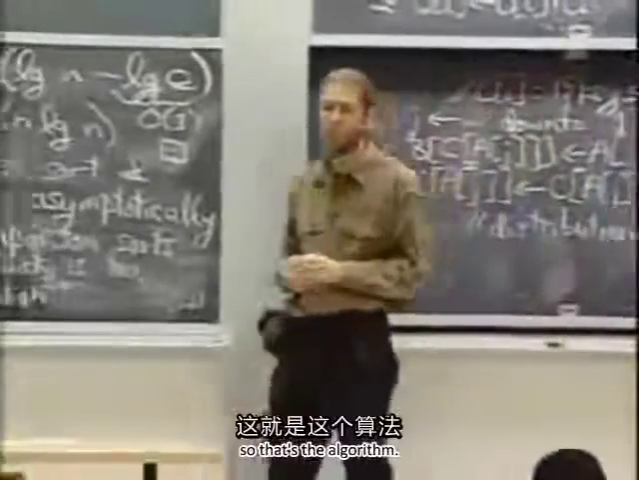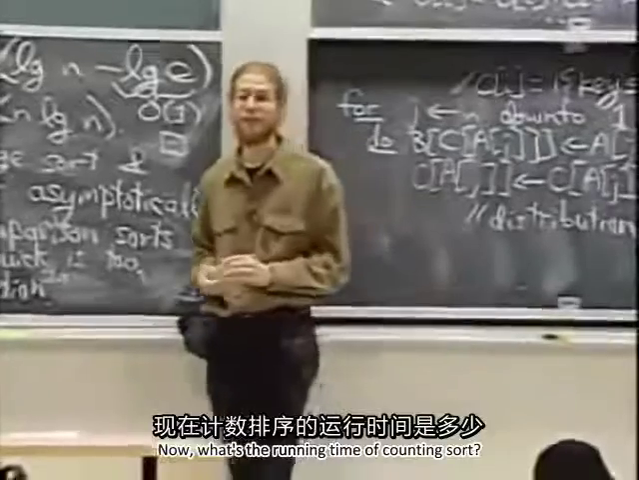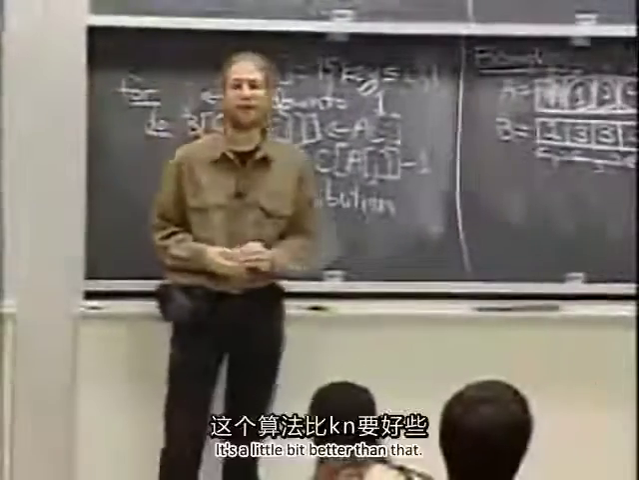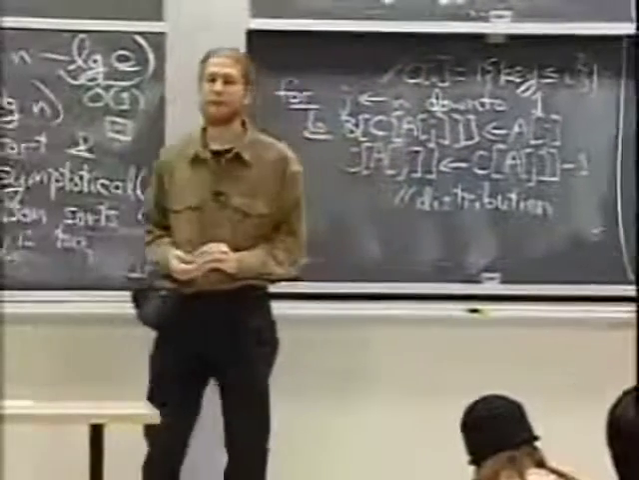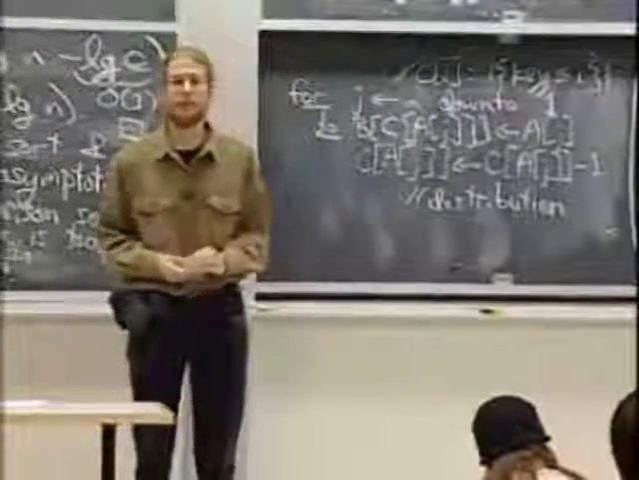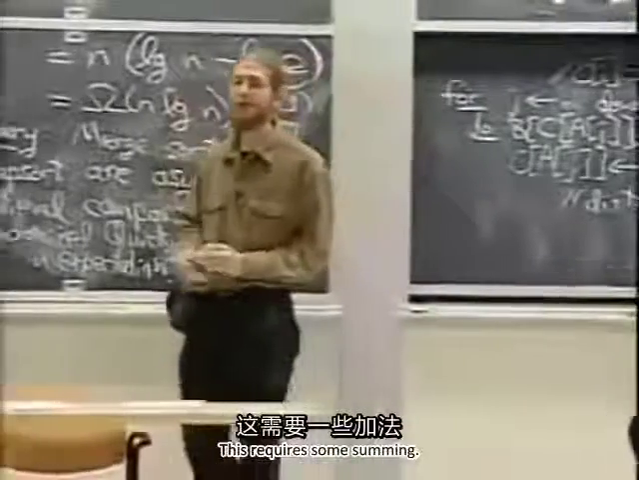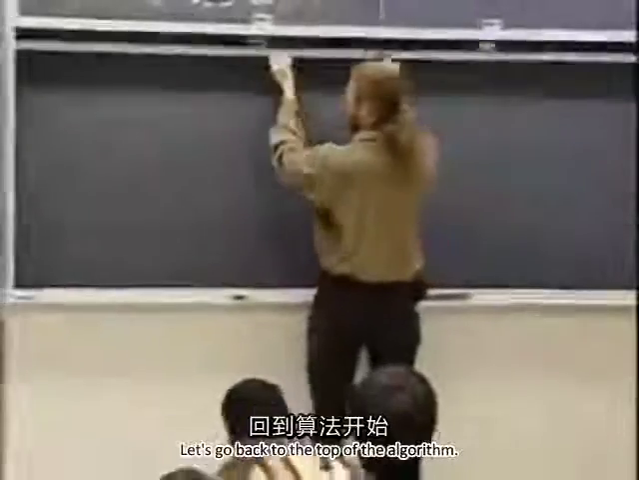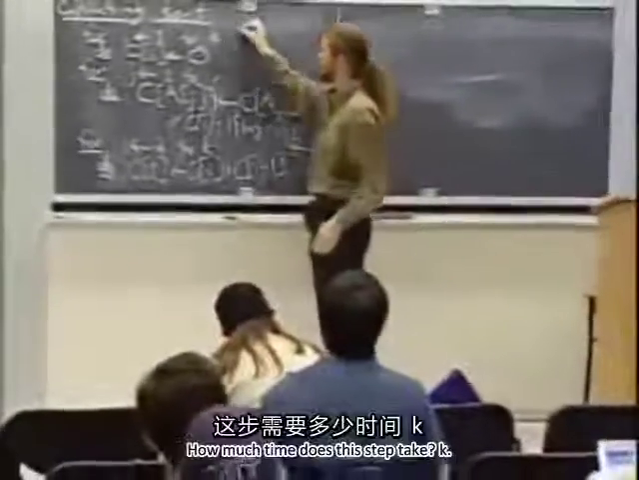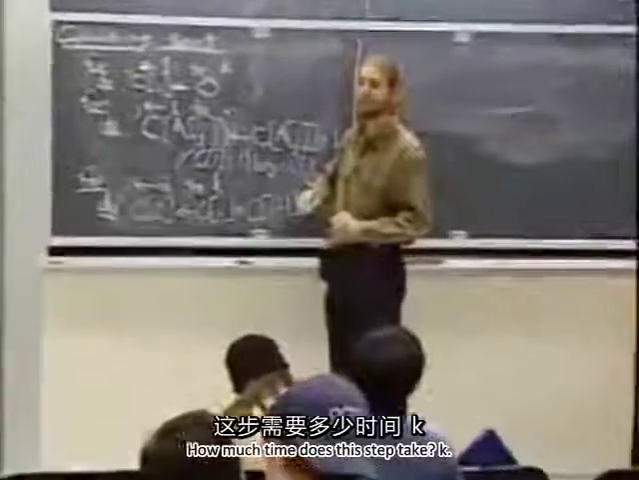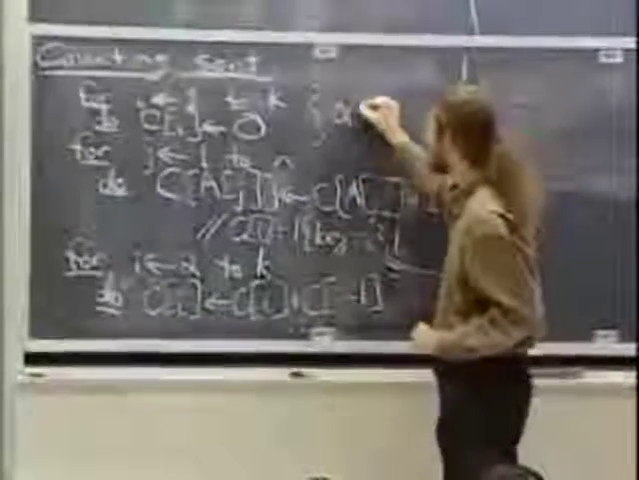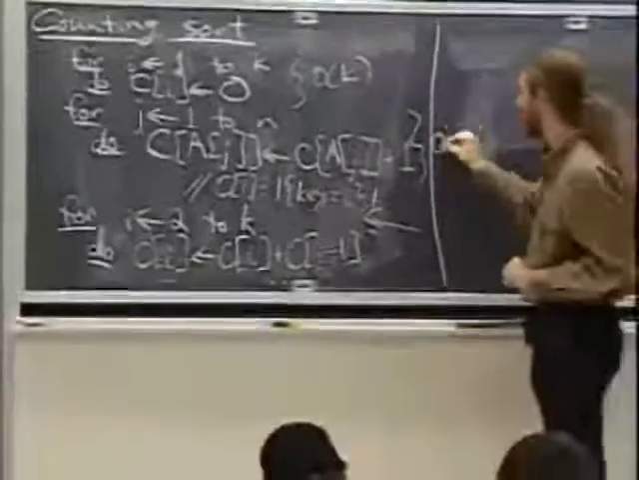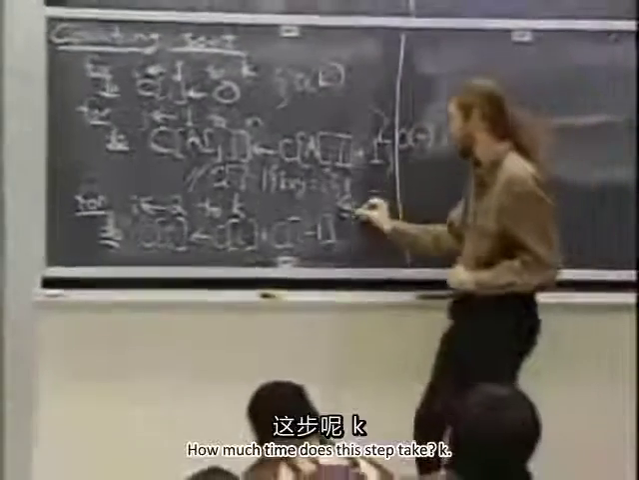So that's the algorithm. Now, what's the running time of counting sort? Kn is an upper bound. It's a little bit better than that. Actually, quite a bit better. This requires some summing. So let's go back to the top of the algorithm. How much time does this step take? Okay. How much time does this step take? N. How much time does this step take?